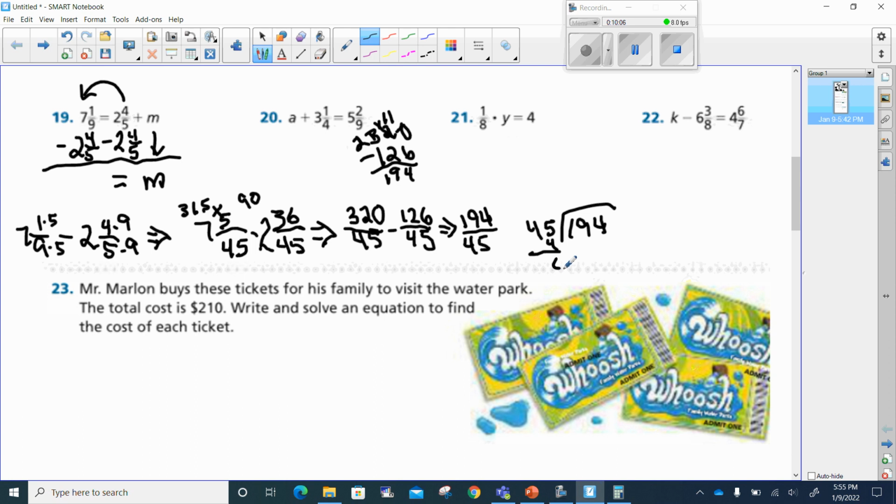5 times 4 is 20. This is 16, 7, 18, 18. So this is 180. And 194 minus 180 is going to give me 14. So the answer to this, what is 194 over 45, will be 4, and 14 over 45. Oh, I'm sorry, 14 over 45. My apologies.